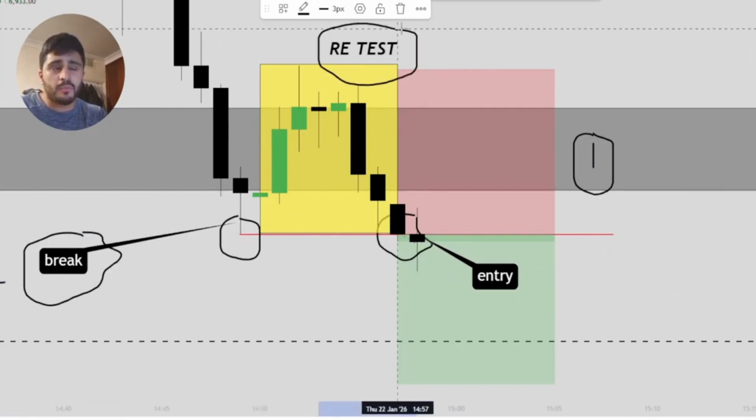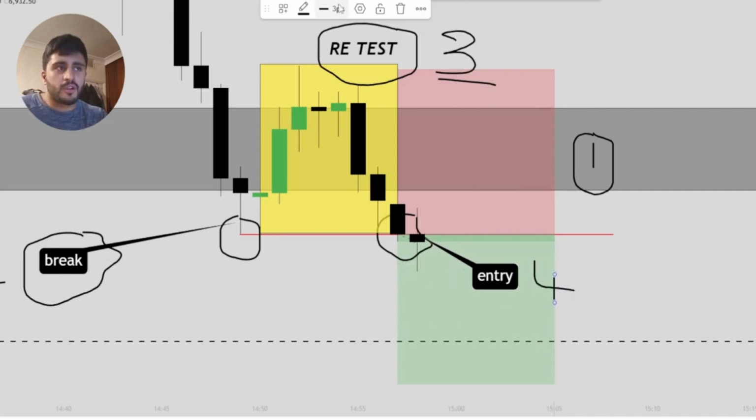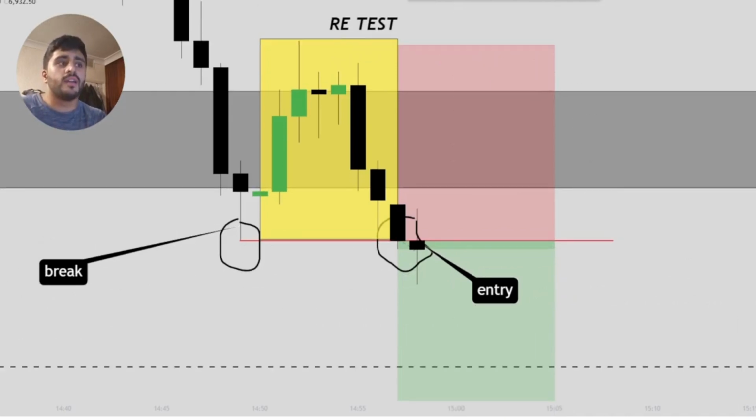And step 3 is what people miss, right? And then technically step 4 would be your entry. So how do you pull the trigger? That's what I'm going to go through in this video. Pulling the trigger basically comes down to reading the retest.